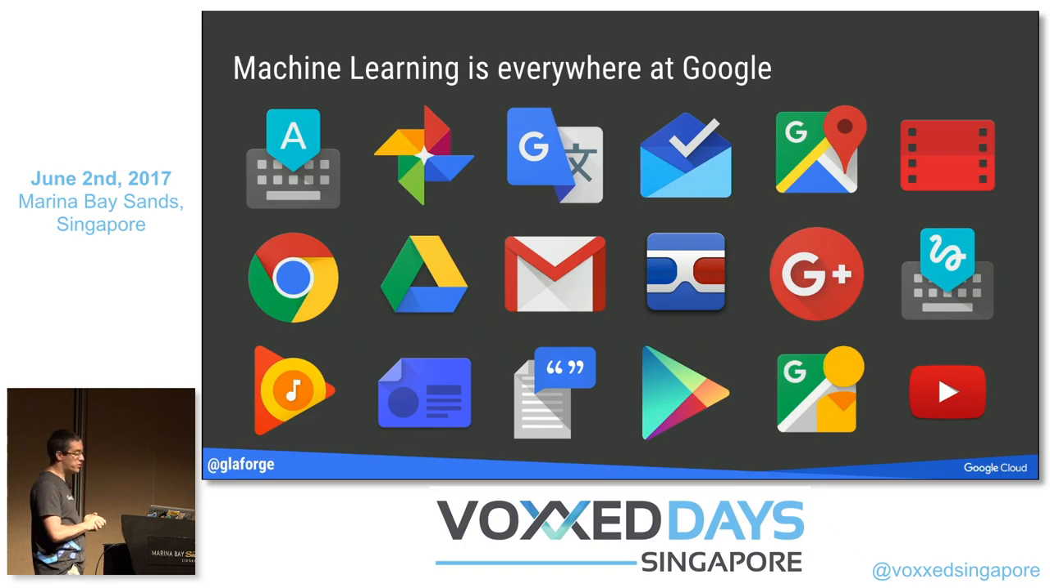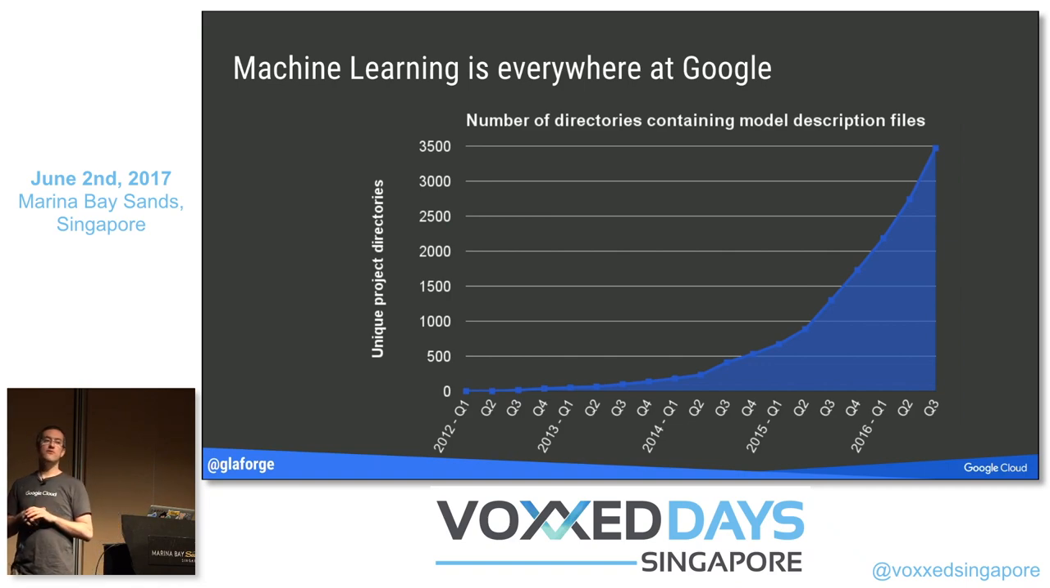And all those products and many more are actually using machine learning models. This is a little graph of machine learning usage inside the Google repository of source code. At Google, we actually have one huge source code repository, which contains all the code base of all the products at Google. So you can search the source code of Gmail, the source code of Google Calendar or any other product. And this is a search through all that code base since 2012 until fairly recently, until last year.